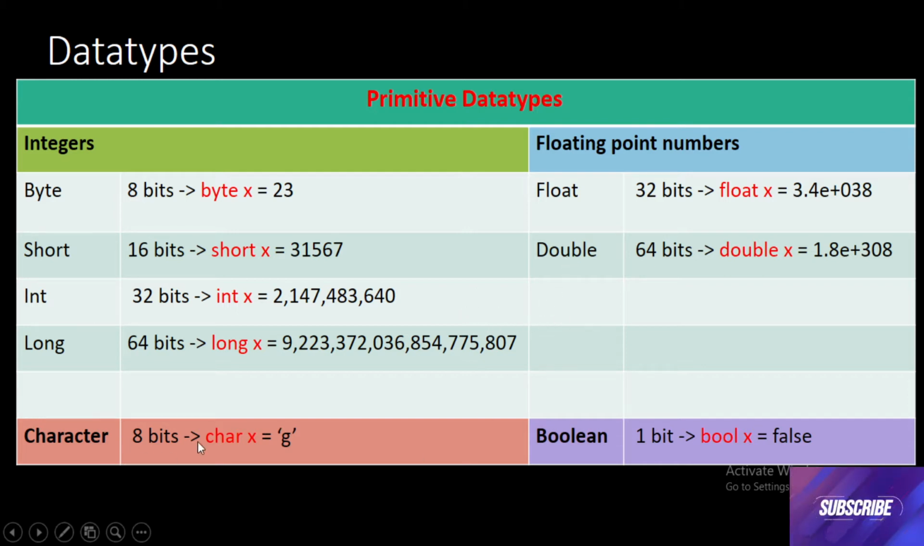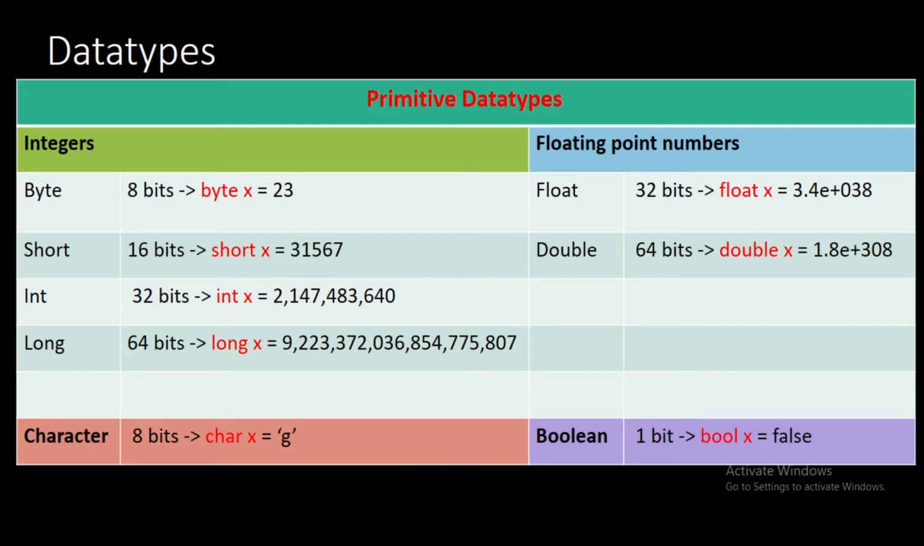Then the character data type occupies 8 bits. It's more or less the same as byte, but the value that is stored there is totally different, because a byte is different from a character. Then we have the Boolean data type, which just takes 1 bit because it's either 1 or 0. Based on that, we get true or false.